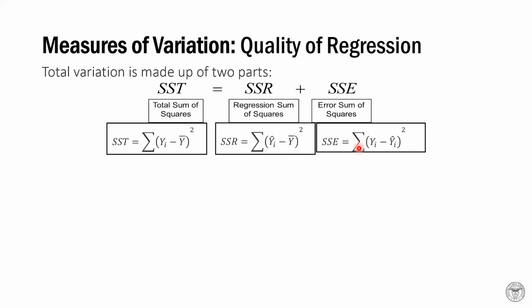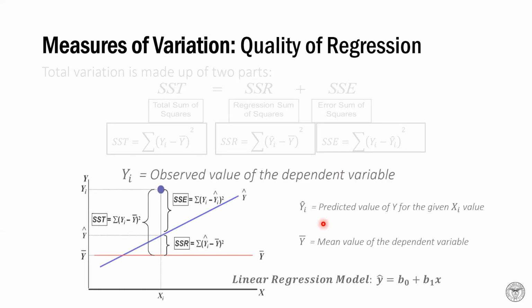The last term is the sum of squares error, or SSE. The error is the difference between the observed value and the predicted value. We have talked about this in the previous video on the least square error approach. Note that people also use this notation, SST, SSR, and SSE, for different concepts outside this course. Please do not confuse this concept with those that are not in this course.